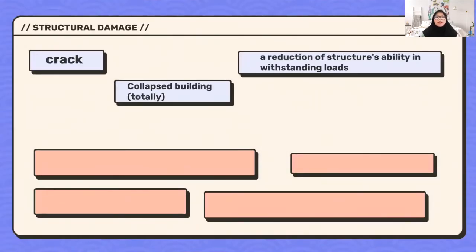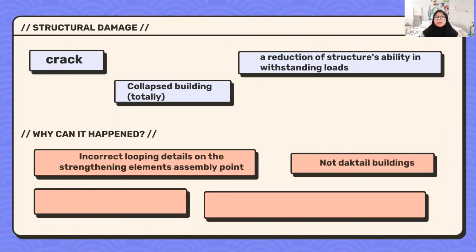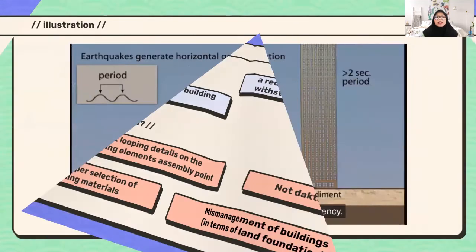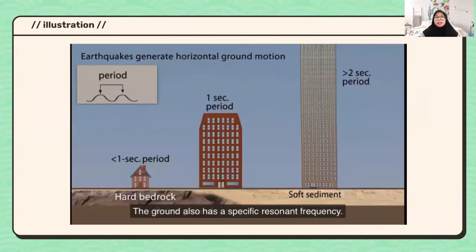Many things happen because of an earthquake, like cracks and collapsing buildings, a reduction of the structure's ability to withstand load, and many more. Why can it happen? It can happen for many reasons, like poorly detailed building, incorrect reinforcement details, mismanagement of buildings, and improper selection of building materials. Here's the illustration: improper selection of building materials and mismanagement of buildings.